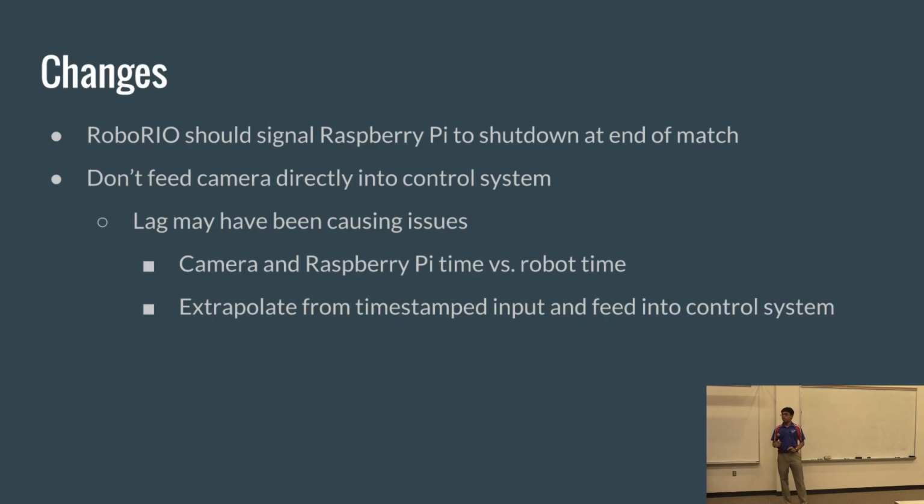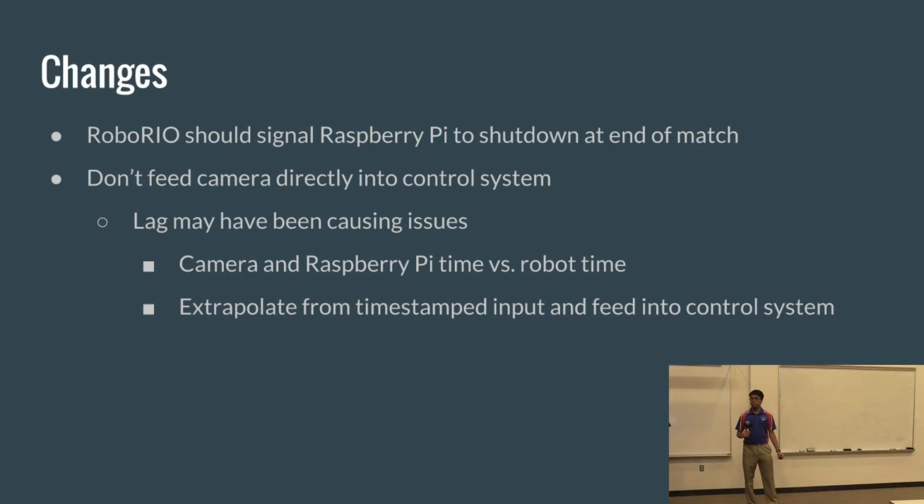So what we plan on doing is, first, we want to synchronize the time between the Raspberry Pi and the RoboRio. And after that, we want to send timestamped data to the RoboRio. Instead of just sending X and Y offsets, we want to put a timestamp on each X and Y offset pair so that we know when that data was collected.